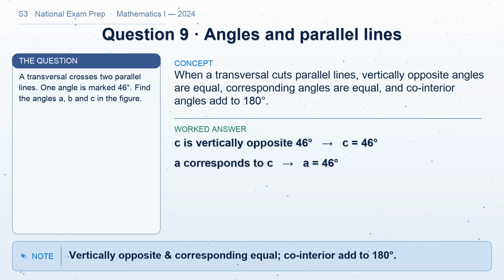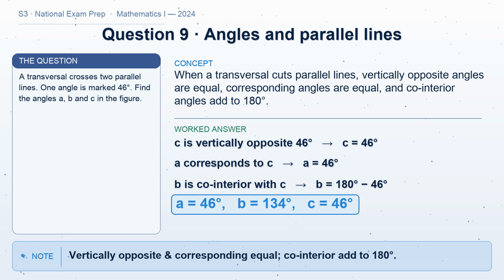Angle A corresponds to C, so A is also 46 degrees. Angle B is co-interior with C, so B is 180 minus 46, which is 134 degrees. So A is 46, B is 134, and C is 46 degrees.